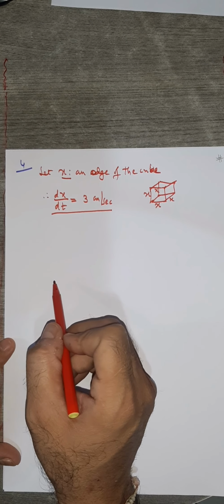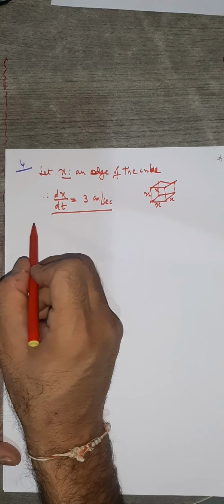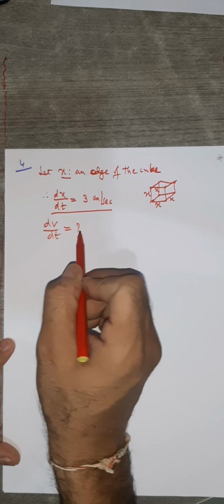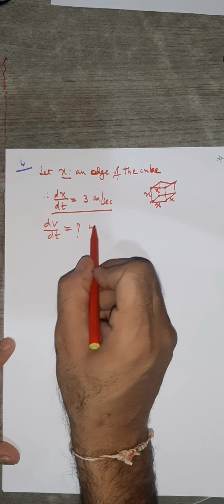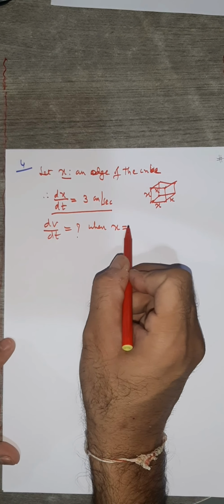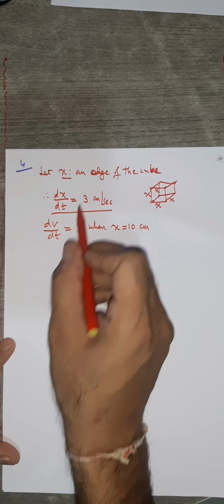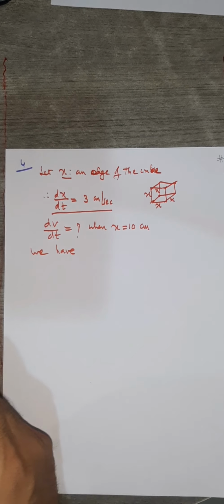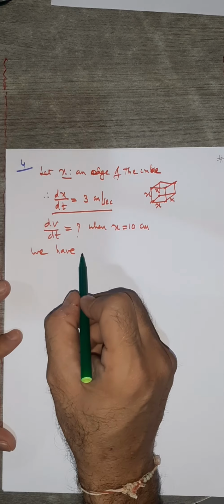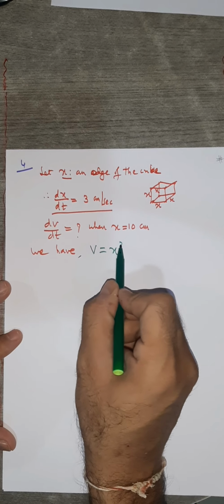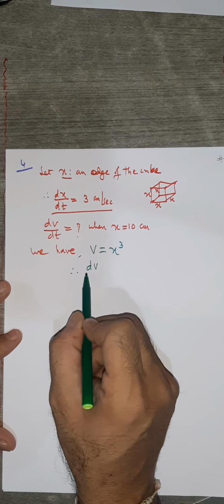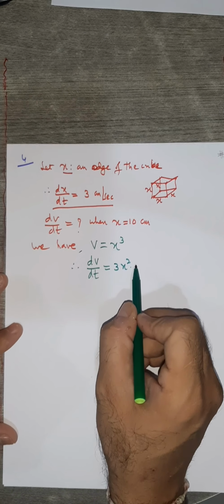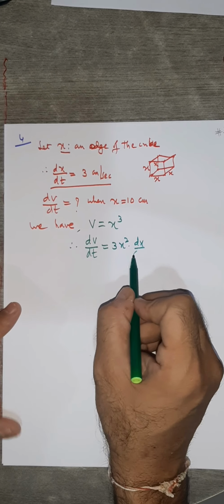What you want? How fast the volume is changing? So you want dv by dt. This is the question, when x is 10 centimeter. So just write the formula. We know what the volume is here. Volume V is x cube. So dv by dt equals, here by chain rule, 3x square into dx by dt.